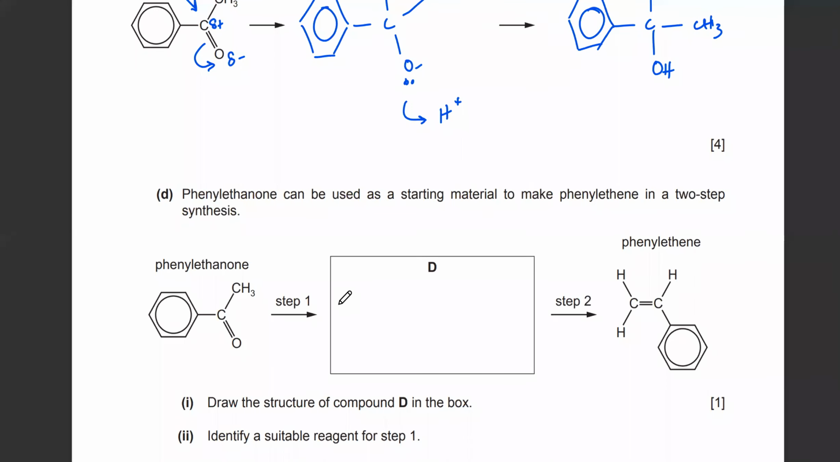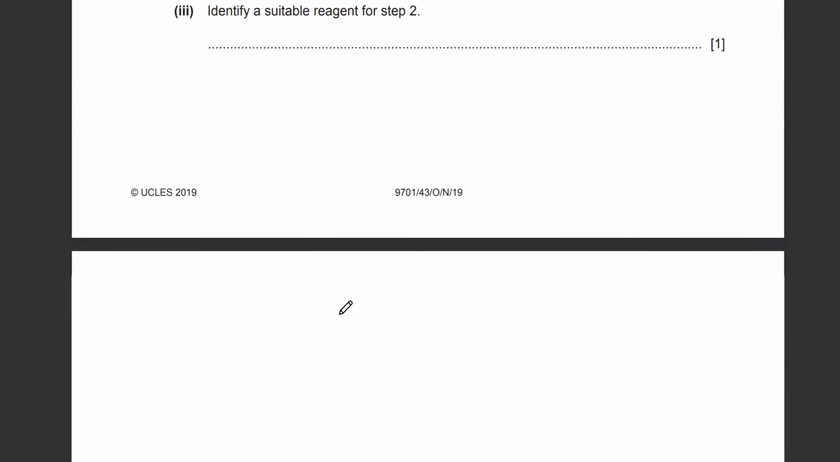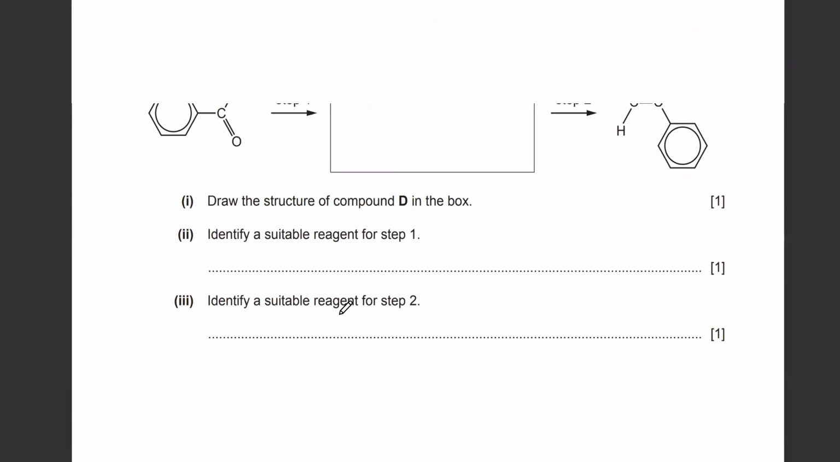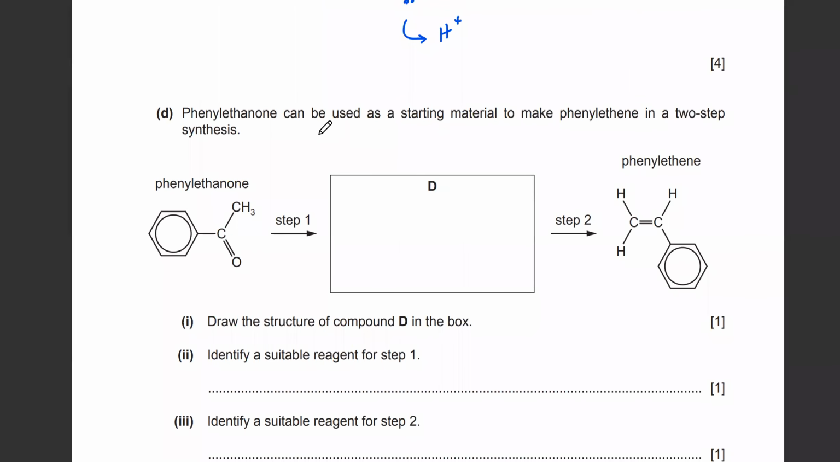Now, he's saying, I just wanted to stick with benzene for a second. So let's try and do this. He's saying it can be used as a starting material in a two-step reaction. So you have to make this thing. What you need to do is turn this into an alkene. This is a ketone, and ketones can be reduced back to a secondary alcohol. So you can do that. Reduce it back to a secondary alcohol.